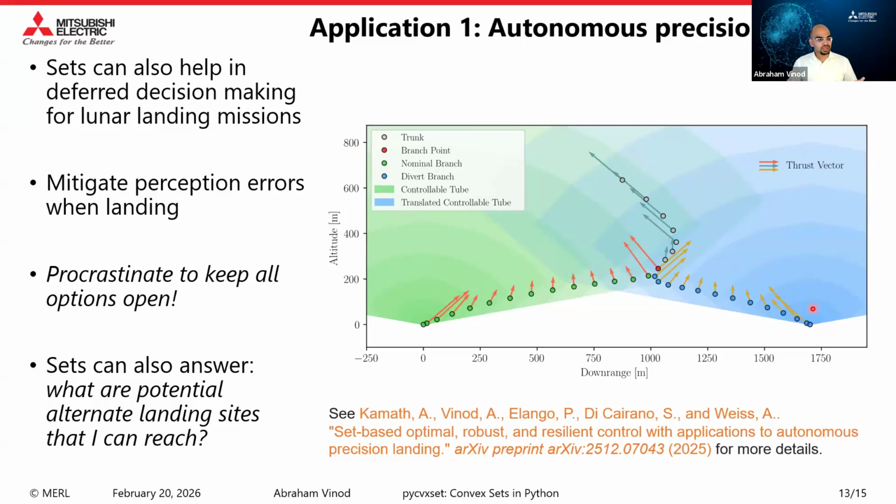Naturally, we can also use these sets to ask the following question: what are all the landing sites that I can reach given my current constraints? And these sets can allow you to answer those questions as well.